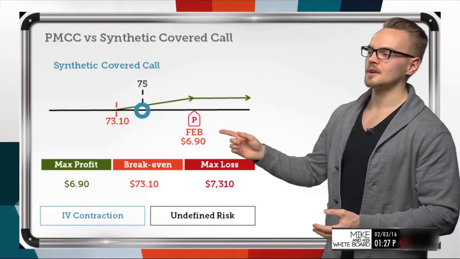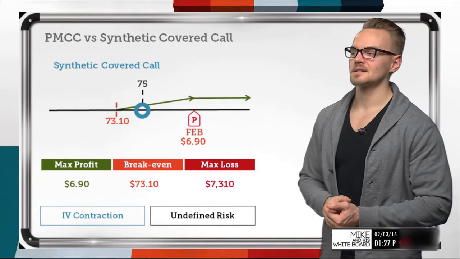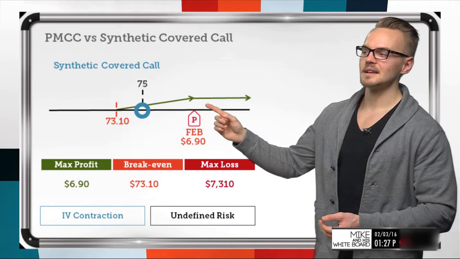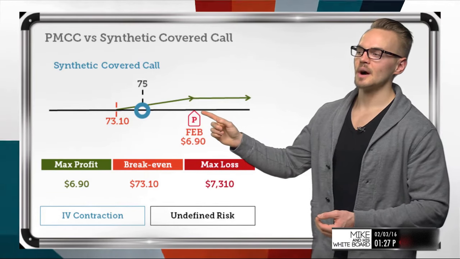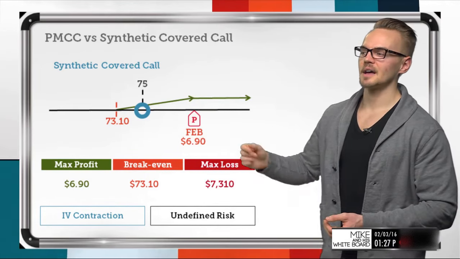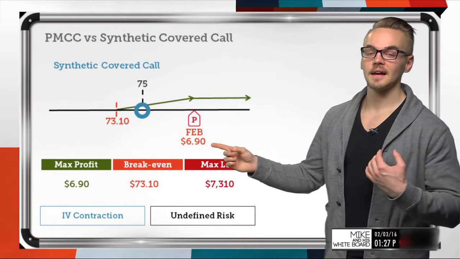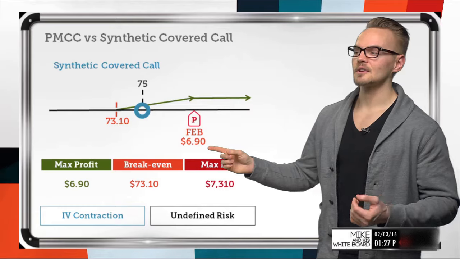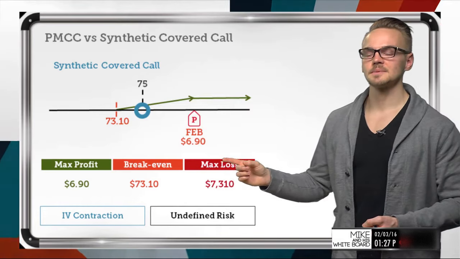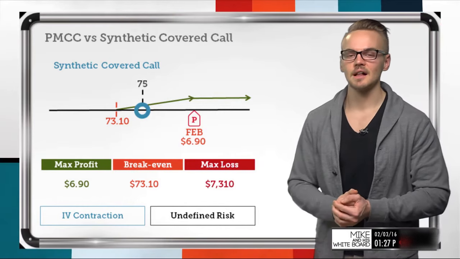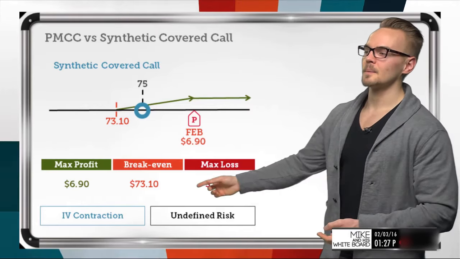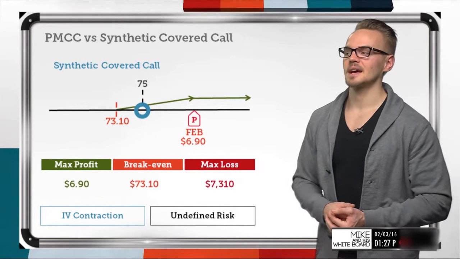So I know that I collected $6.90. I also know we're looking at the 80 strike on this put here. So I've got 5 points of intrinsic value that I'm collecting in premium and $1.90 in extrinsic value, which gives me that total options premium of $6.90. So my max profit is $6.90.